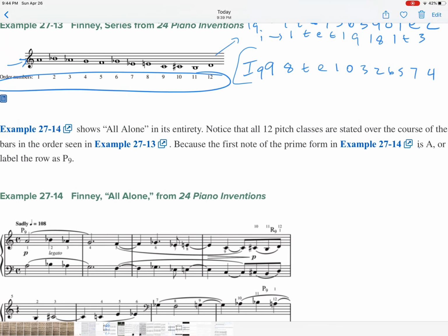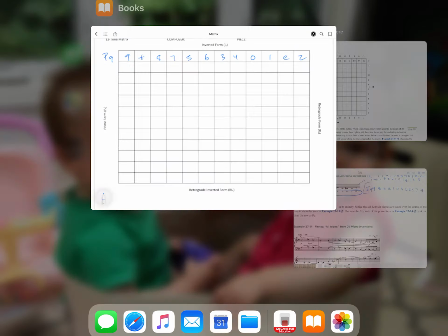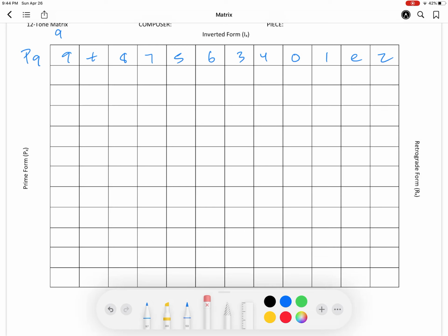Let me jump over to photos and grab this photo real quick so we can see what our row form is here: 9, 8, T, 11, 1. Okay, and I'm going to go back to books, and I've actually written out my first row form here. So again, my P row form I've already written out, and here's that first row form for the Finney. And I've written it out here.